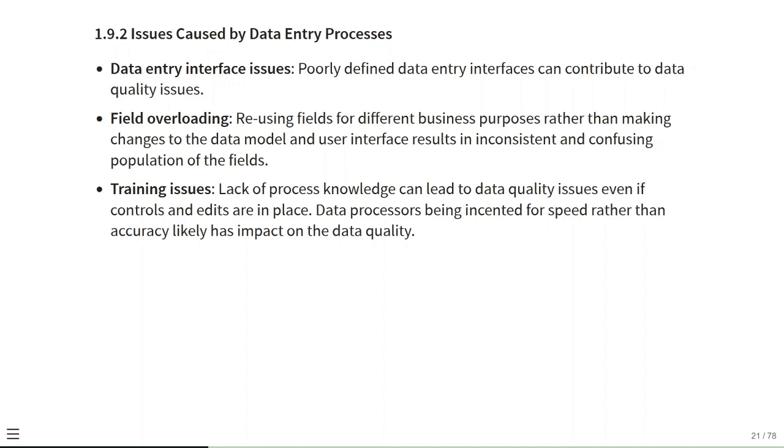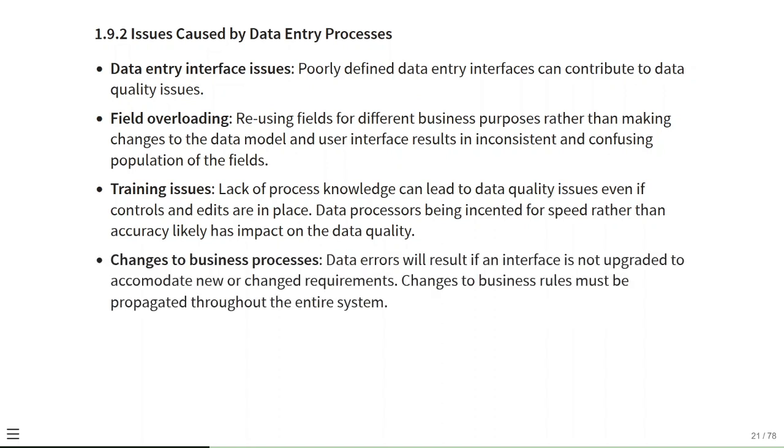Training issues. Lack of process knowledge can lead to data quality issues even if controls and edits are in place. Data processes being incented for speed rather than accuracy likely has impact on the data quality. Changes to business processes. Data errors will result if an interface is not upgraded to accommodate new or changed requirements. Changes to business rules must be propagated throughout the entire system.